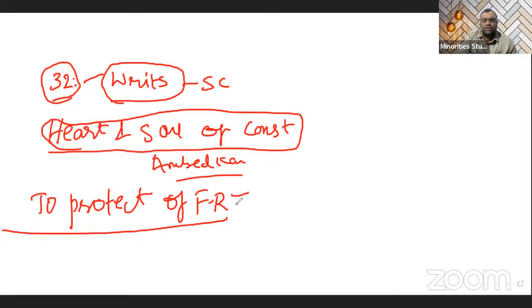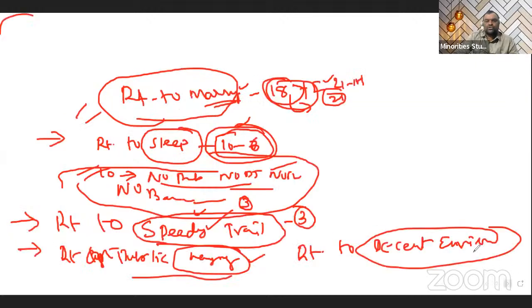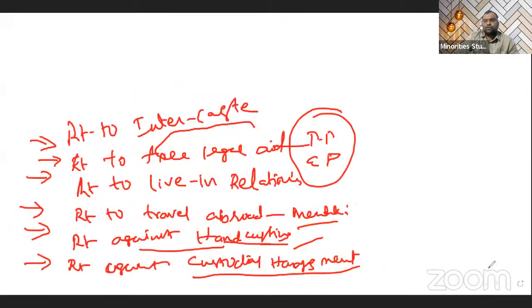So what is the main objective of the Supreme Court? The main objective of the Supreme Court is to protect the fundamental rights. That's it. Not clearing the cases, not giving the bail order, nothing. To protect the fundamental rights of citizens is the primary function of the Supreme Court. And according to Article 32, the Supreme Court issues writs.